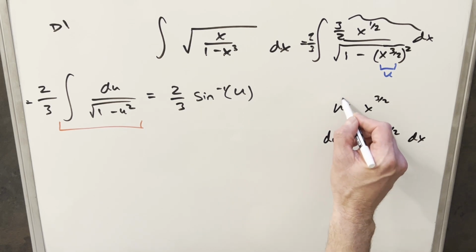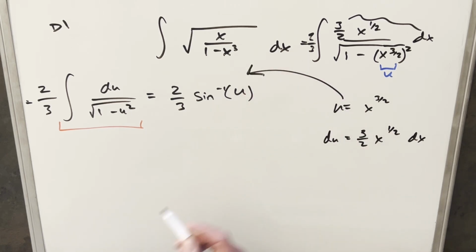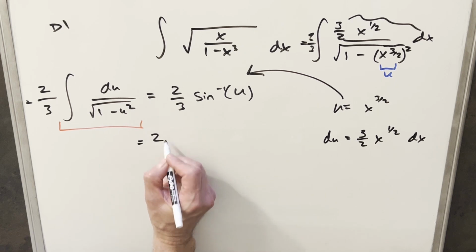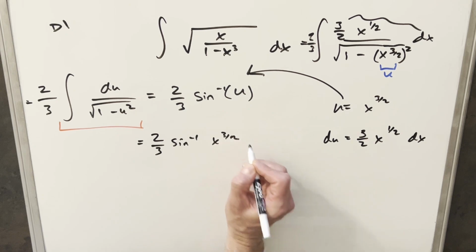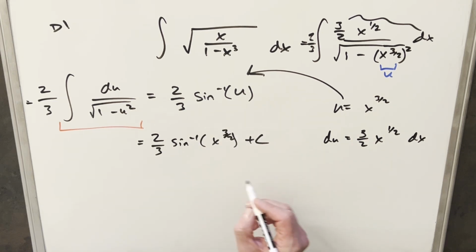So all we need to do is just a quick back substitution right here. So for my final solution, we just get 2/3 arc sine of x to the 3/2, give it parentheses, and a plus c, and that's it.